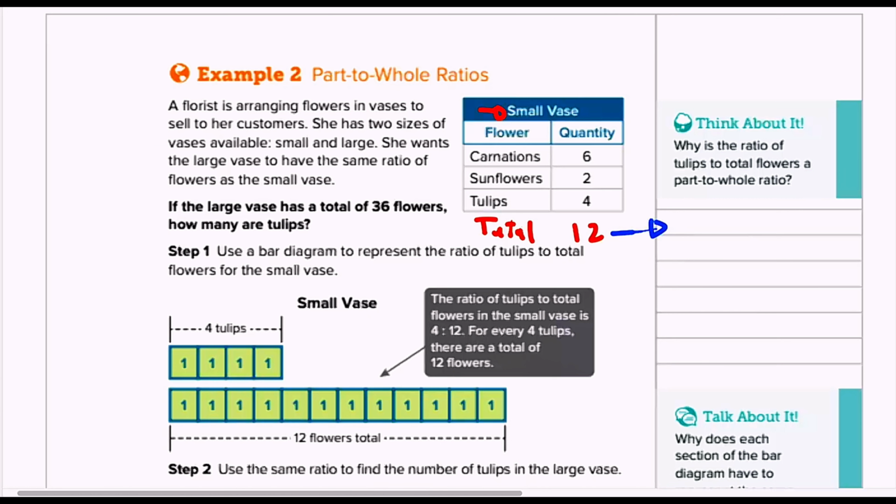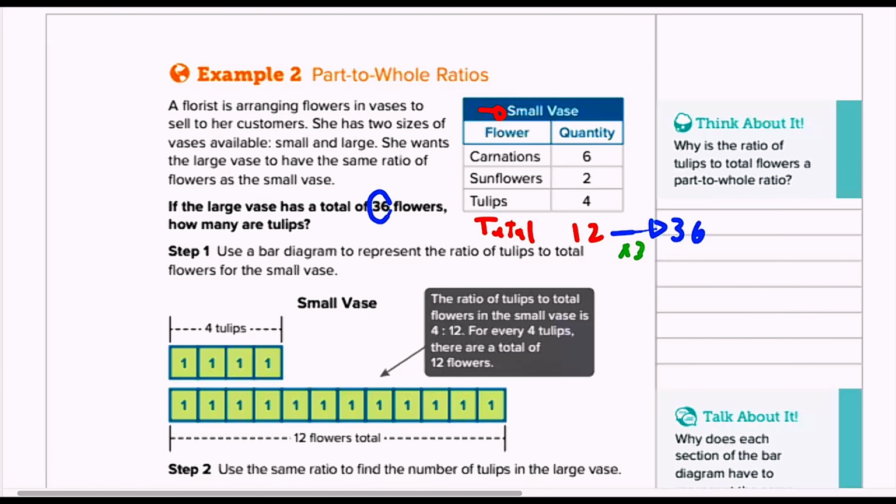Then in the small vase we have 12 flowers. How about the large one? If we go back to the question here, we have 36. Then we have 3 times as many flowers in the large vase, because for the 12 to become 36, we need to use the scaling factor. Yes, we need the scaling factor 3. We multiply this 12 by 3. 12 times 3 is 36. That means the scaling factor here is 3.